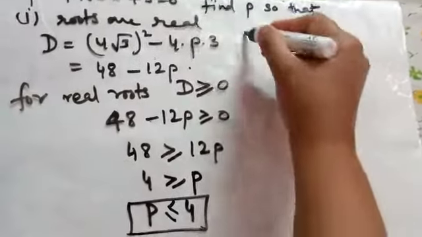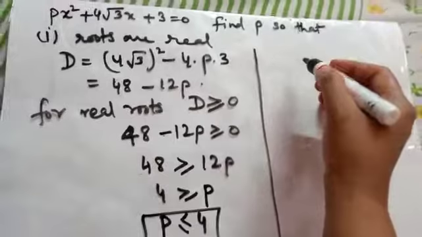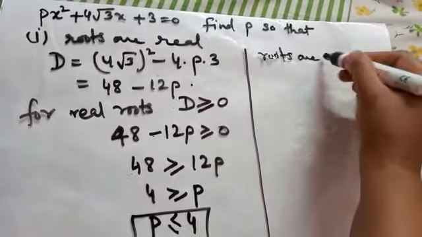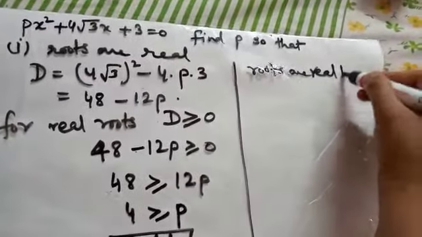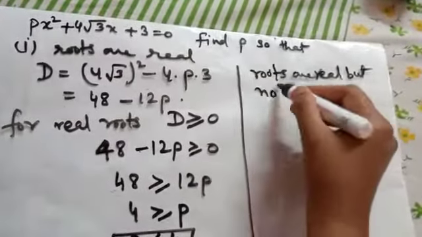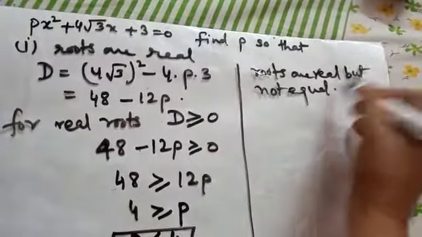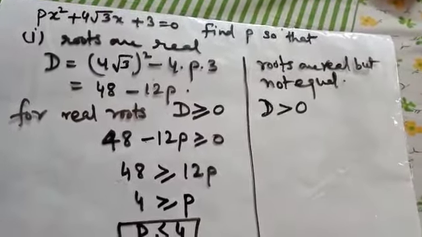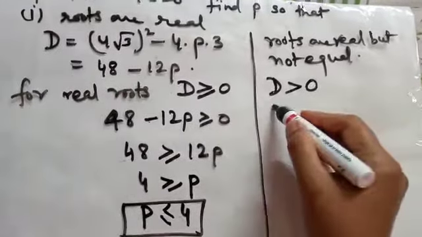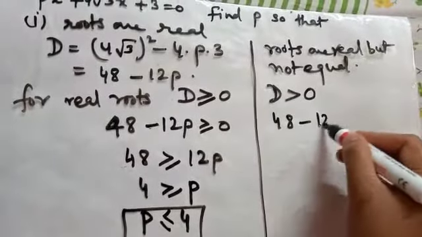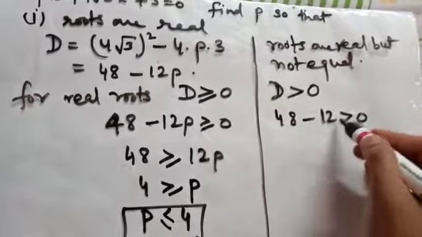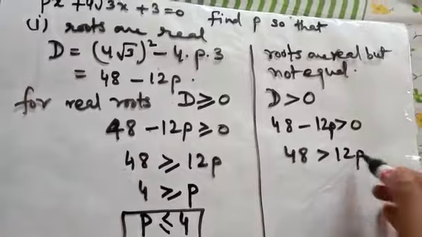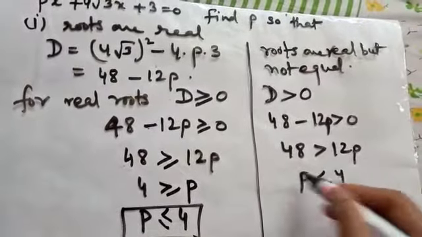That means they are asking for the second part, and the second part says roots are real but not equal. Unequal roots. That means the value of d should be greater than 0. So whatever I have done here, I will do the same thing. 48 minus 12p is greater than 0. And then you will solve it. 48 is greater than 12p. So p is less than 4.